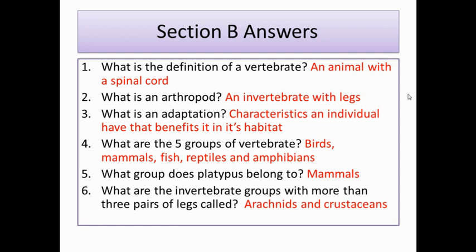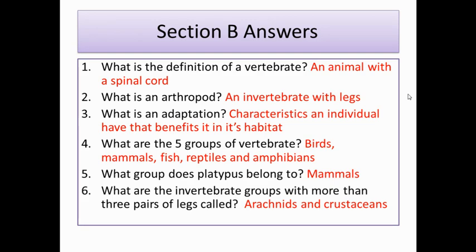What group does platypus belong to? It's mammals. Okay, it's one of those ones that we talked about where it has a beak and it lays eggs, so you would expect it to be a bird. But because it makes milk for its young, it's a mammal. And what are the invertebrates called with more than 3 pairs of legs? Okay, so these are arachnids and crustaceans. Remember, if they have 3 pairs of legs, they're insects.